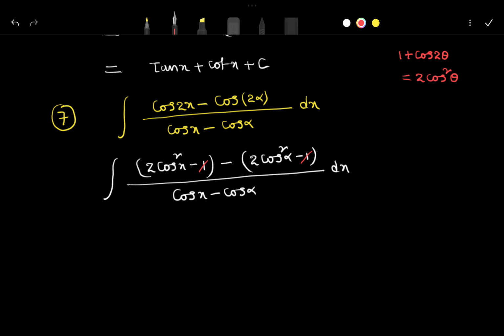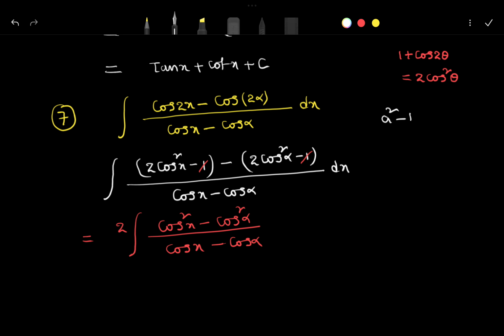Now, from the first and second term, take 2 as common. Then it becomes 2 into the integration of (cos square x minus cos square alpha) whole divided by (cos x minus cos alpha). By observing the numerator and denominator, the numerator is in the form of a square minus b square. You know, the a square minus b square formula is what? a plus b into a minus b.